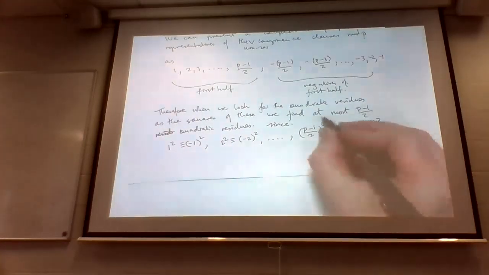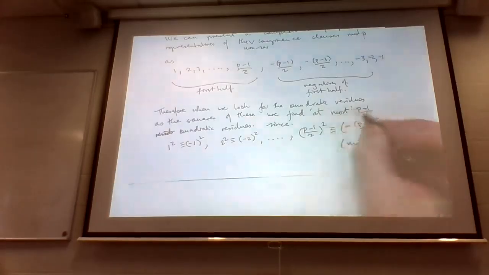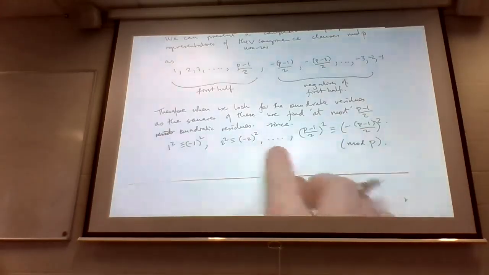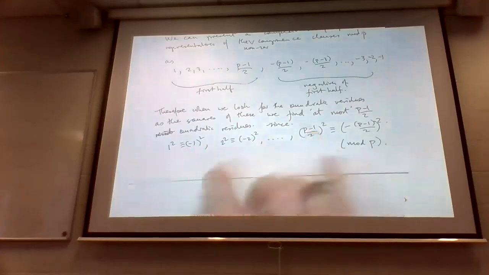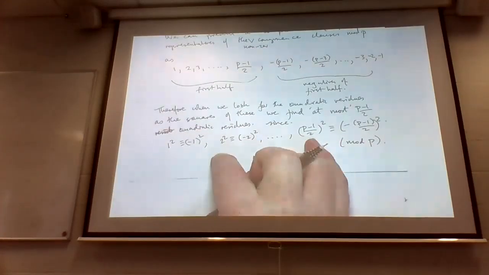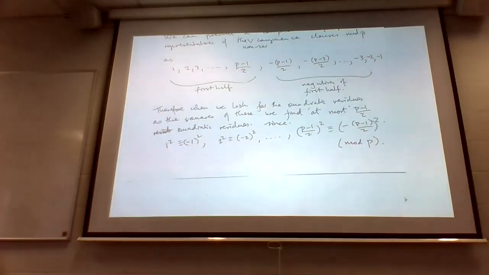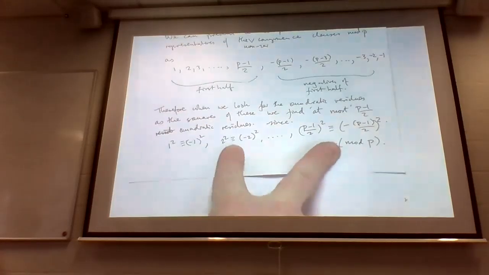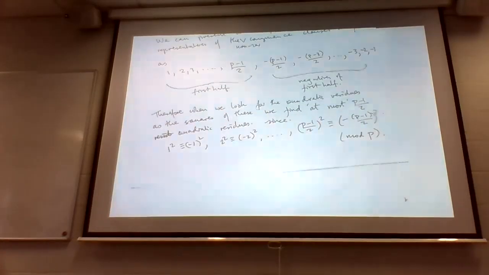Okay, but why have I said at most? The reason I've said at most is because there's a possibility that 2 of the things I've written down here are the same. You have to entertain that possibility. They look different, but we're speaking modulo p. So things can look different, but still be congruent modulo p.